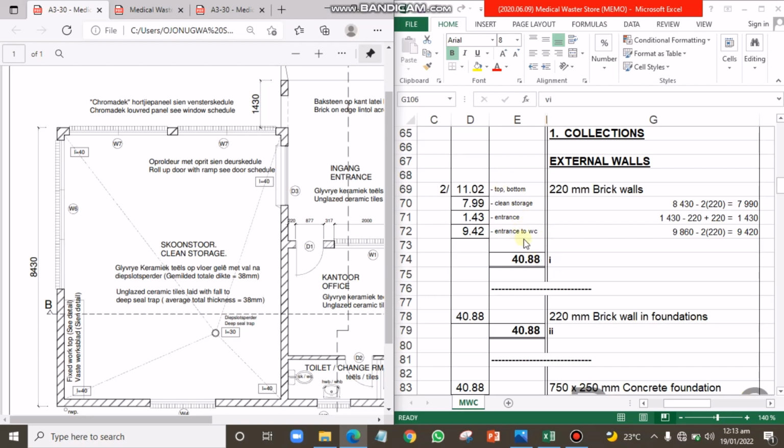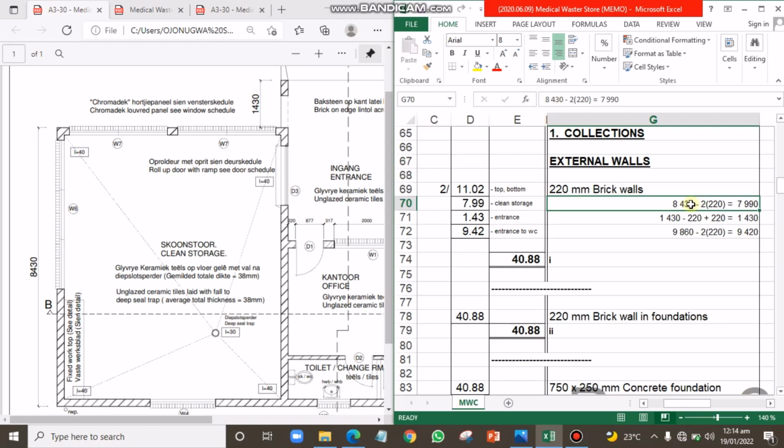So in this case, instead of taking our normal traditional way of calculating the mean guard that I've taught so far in this channel, we will just work on what we have on this spreadsheet. For the 220 brick walls, we are expected to pick this length from this point down to this point here, which is 8,430. We have it in the spreadsheet as 8,430.